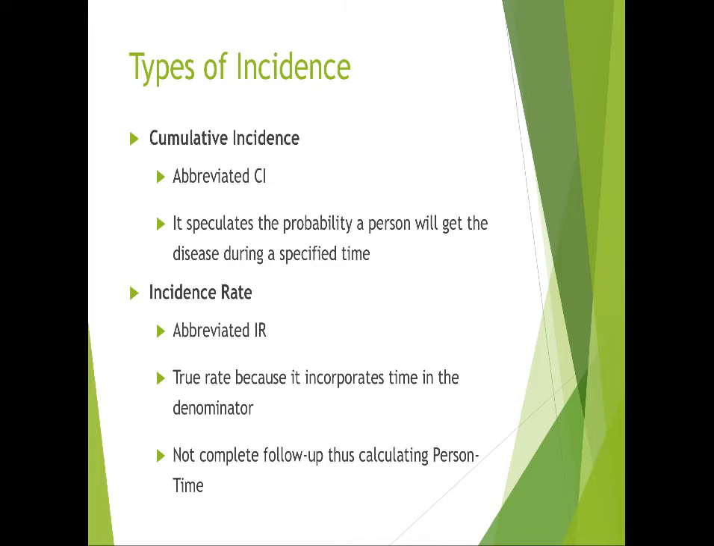Incident density rate, also known as incident rate as well, or person time rate, is the number of persons who newly experience the outcome during a specified period of time divided by the sum of the time that each member of the population is at risk. This is also presented with upper and lower bounds.